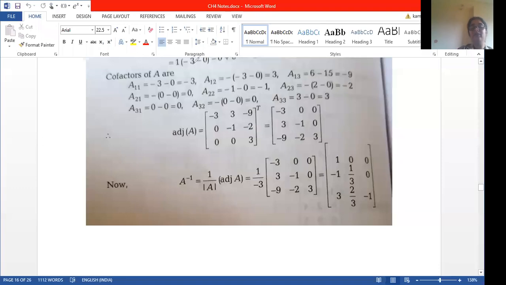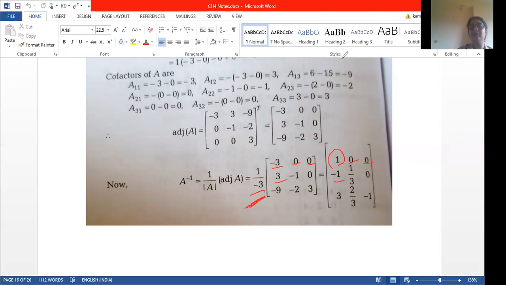A inverse is 1 upon determinant of A into adjoint of A. A inverse value is this, adjoint value is this. You can leave it till this point also, or you can multiply minus 1 by 3 to each and every element. So minus 1 by 3 multiplied by minus 3 will give you 1. Minus 1 by 3 multiplied by 0 will be 0. Minus 1 by 3 multiplied by 0 will be 0. Then minus 1 by 3 multiplied by 3 will be minus 1.